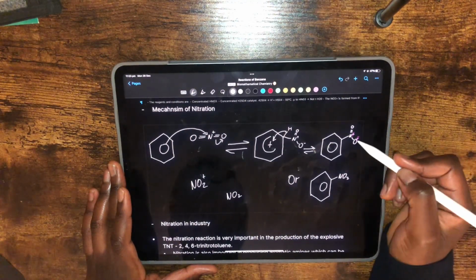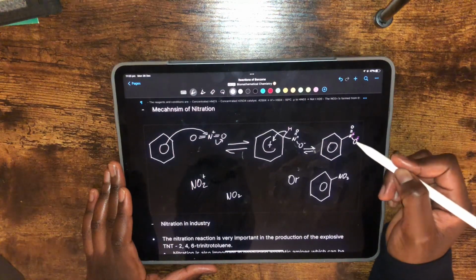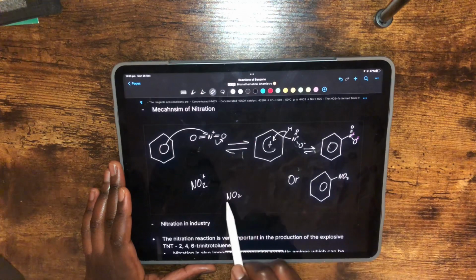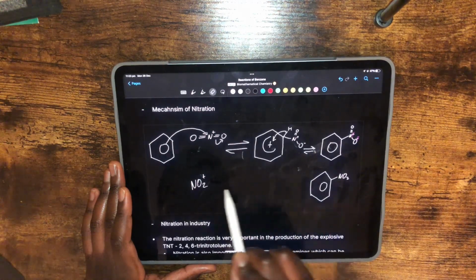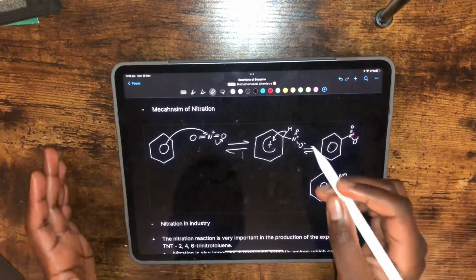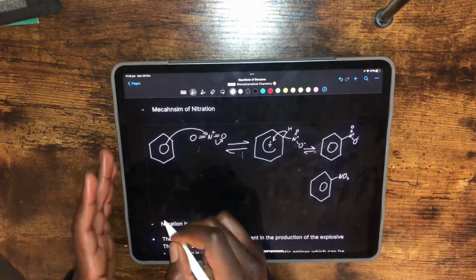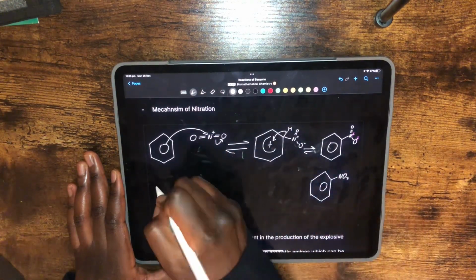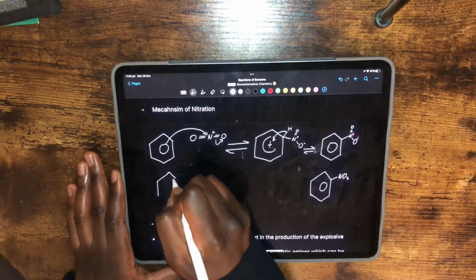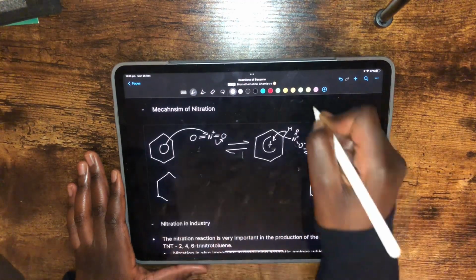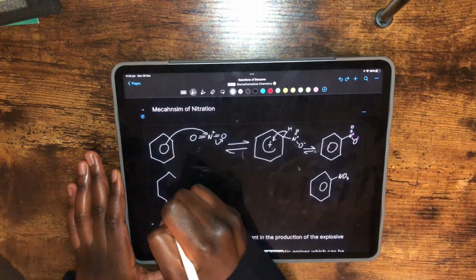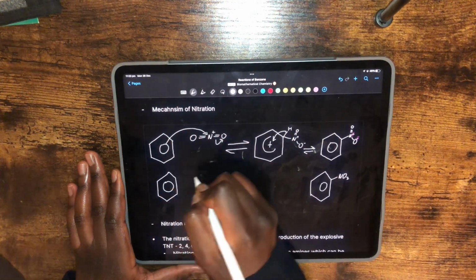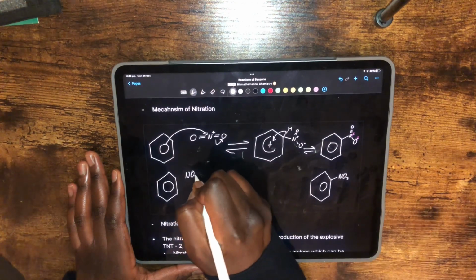I'm just showing you that because I thought it may be a bit interesting, but I'll show you how I actually go through the mechanism myself, to show you how you should write it and how you could write it. This part here is just to show you that little thing, but really, how I look at it, if they ask me to do this, this is how I do it. Here, NO2+.